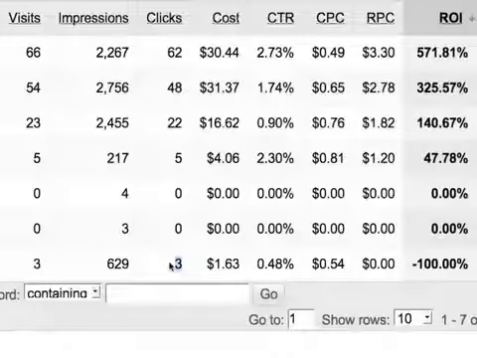If there are only a few clicks, you might want to wait before you decide to drop the keyword. But if you're losing money on a large number of clicks, you'll be able to instantly increase your overall AdWords ROI by dropping the keyword.